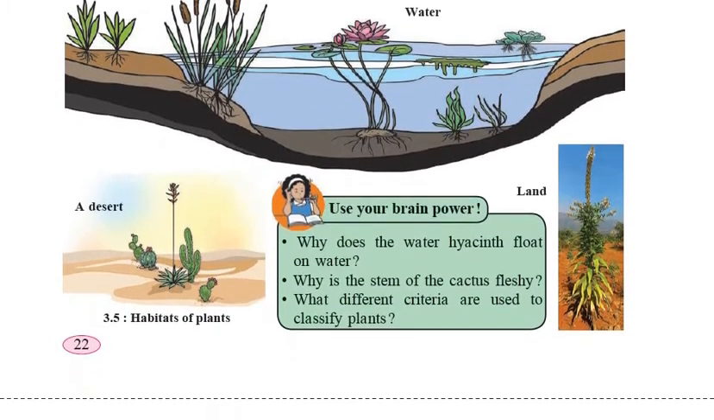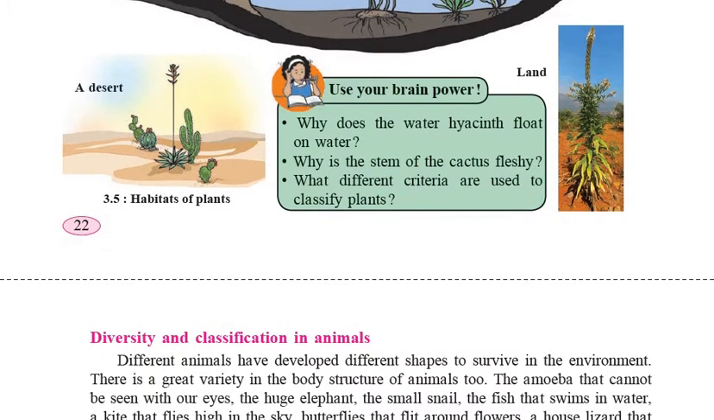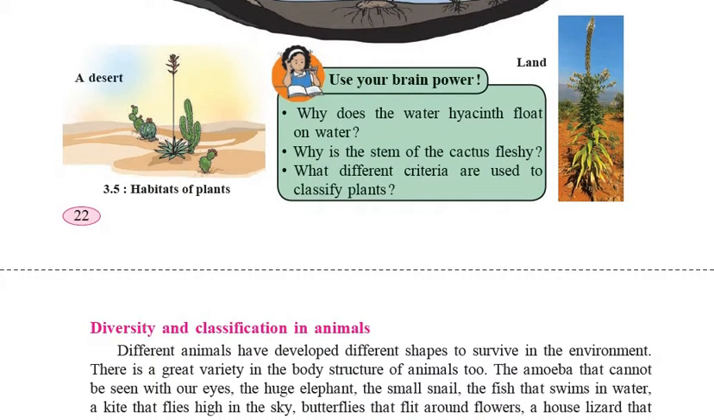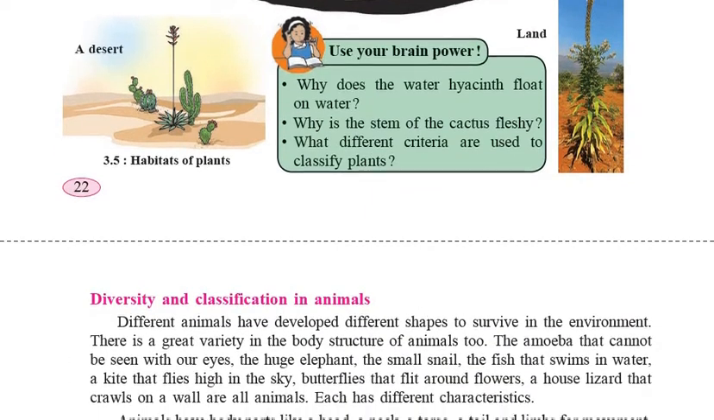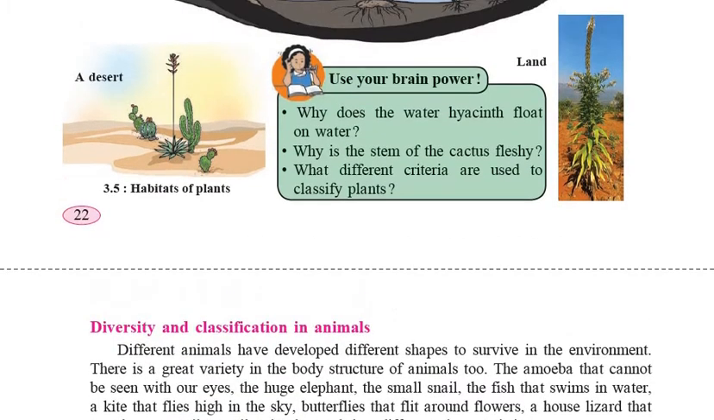Use your brain power. Why does the water hyacinth float on water? Why is the stem of the cactus fleshy? What different criteria are used to classify plants?